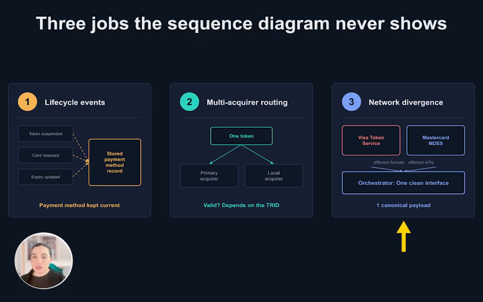And third, network divergence. Visa and Mastercard just don't build their token systems the same way. The cryptograms out of Visa Token Service and Mastercard MDES have different formats. They come from different APIs and they follow different lifecycle rules. So the orchestrator hands you one clean interface and quietly soaks up all that difference underneath.